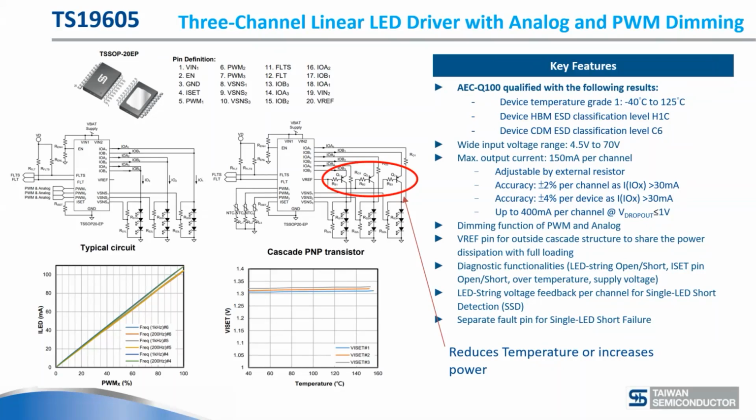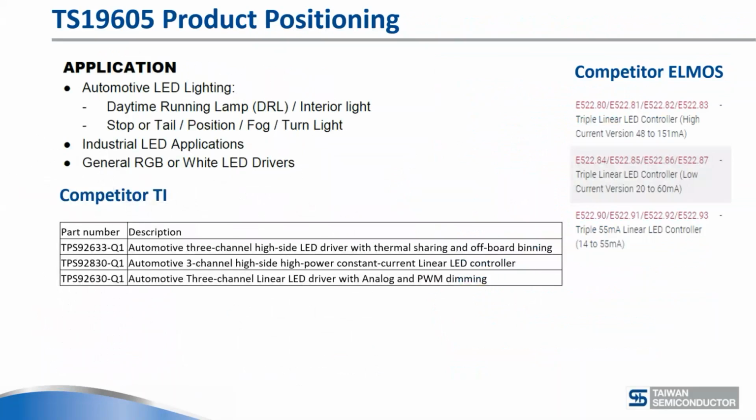So those are the key features. If we're going on here, a little bit more about the product positioning of this device. It's automotive LED lighting, and it's predominantly the second line here: stop and tail, positioning, fog and turn lights, and also some of the rear lights, especially the rear lights. That's where this is used quite a bit.